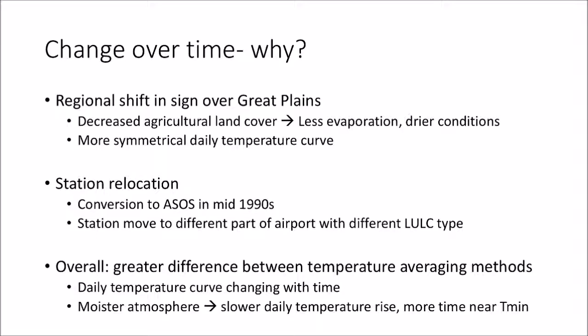And lastly, when we think about the places where there's a greater difference between temperature averaging methods in the new period, perhaps the daily temperature curve changing with time is due to the fact that overall, of course, we have warming and more moisture content in the atmosphere. So perhaps a moister atmosphere means a slower daily temperature rise, and again, reinforcing more time near T-min. So a broad trend of increased rightward skewness, but in certain places like the Great Plains, where you have a drying due to the land use land cover change, you have the opposite going on, a flip towards a more symmetrical daily temperature curve. But clearly some changes over time here, and overall climatic change perhaps playing a role in our daily temperature curve.